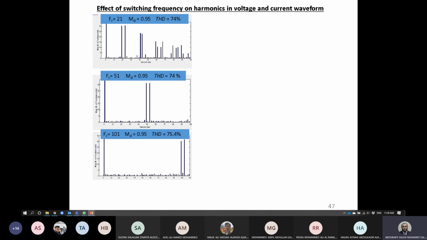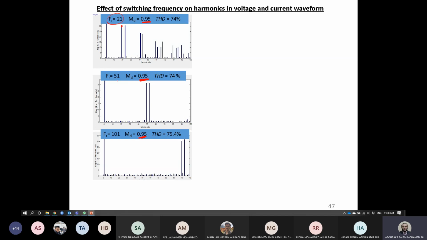For instance, I made here the under modulation performance at a modulation index of 0.95, but I applied different switching frequencies. I started with a frequency ratio of 21, which means the first highest harmonic orders will appear around 21. As you can see here, the value maybe is at 19. So at 19, it's almost close to 30.